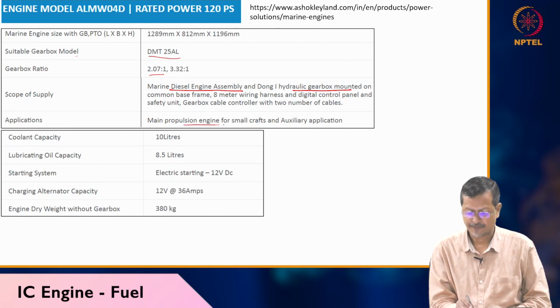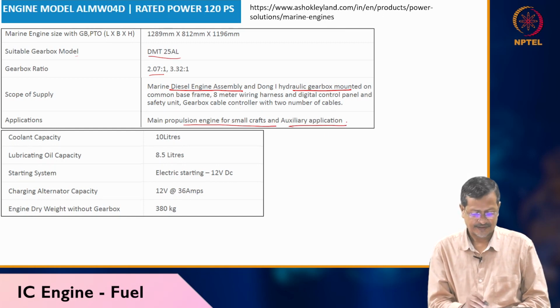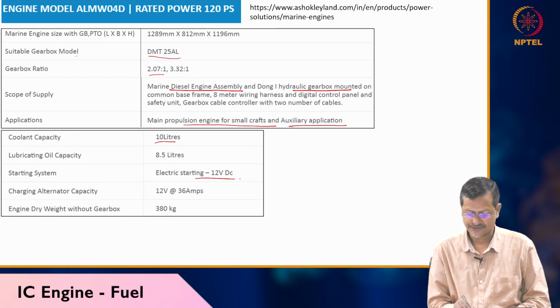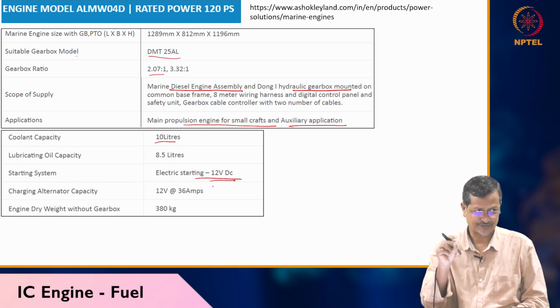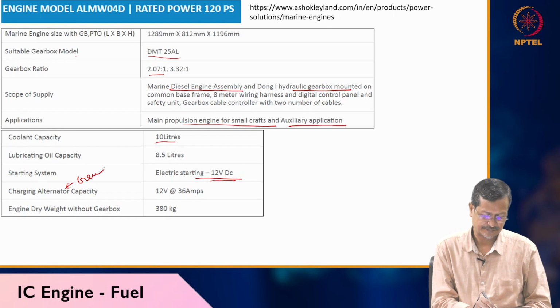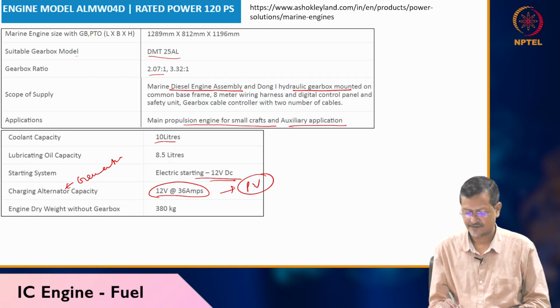And application: main propulsion engine for small craft or auxiliary applications. Okay, coolant type, 10 liter cooling fluid volume is required. And starting system, electric starting, 12 volt DC starting system is there, so 12 volt DC you have to supply. Charging alternator means generator. Okay, 12 volt 36 amp, so power equals V into I, you can calculate.